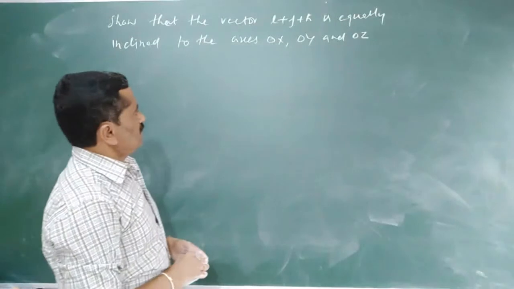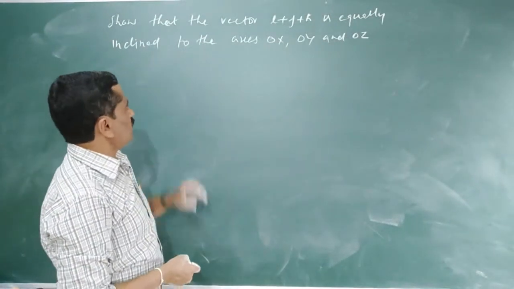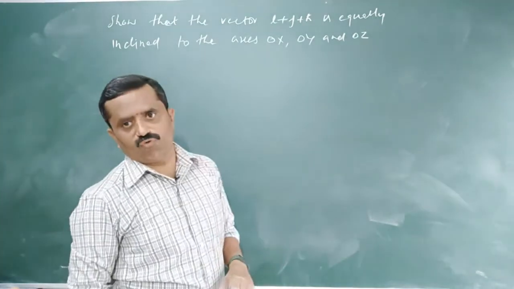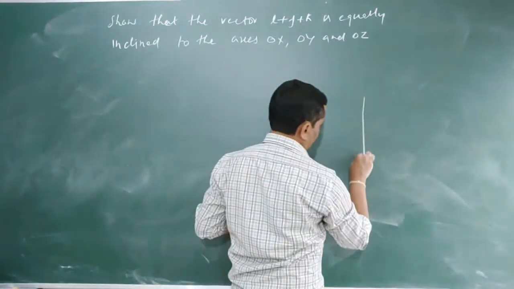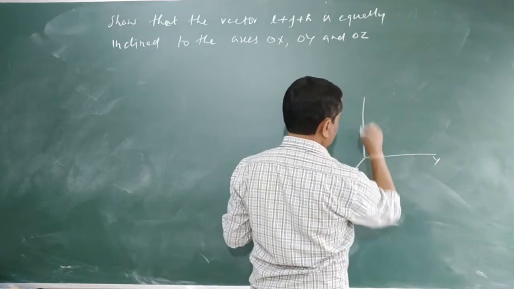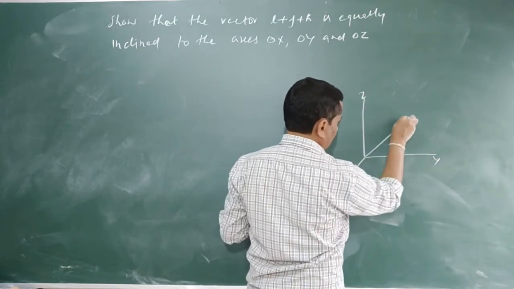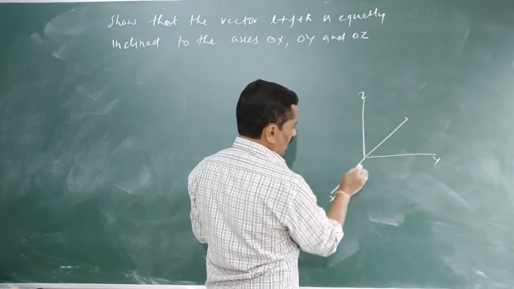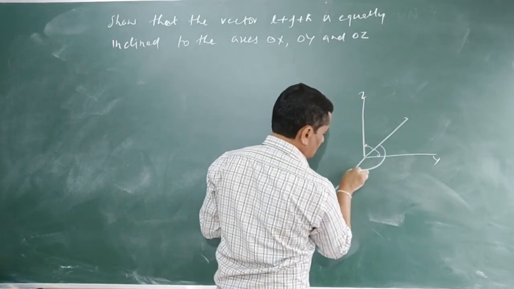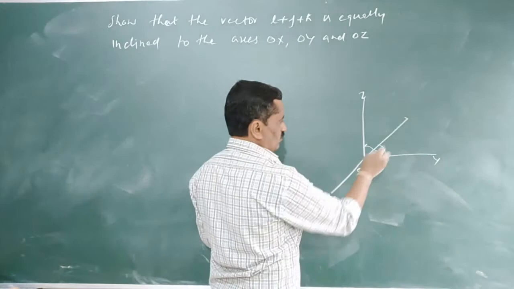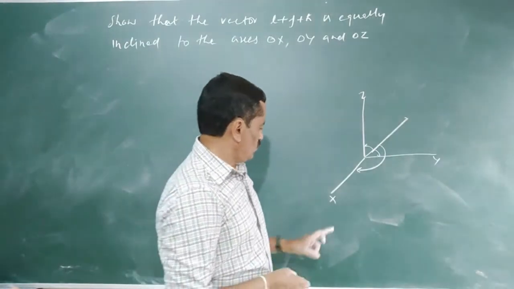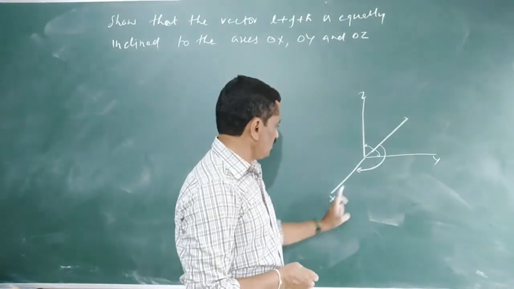Show that the vector i plus j plus k is equally inclined to the axes OX, OY and OZ. That means x axis, y axis, z axis. So this is the given vector. We have to show that the angle between this vector and each of the axes must be the same, that is, this vector makes an equal angle with the coordinate axes OX, OY and OZ.